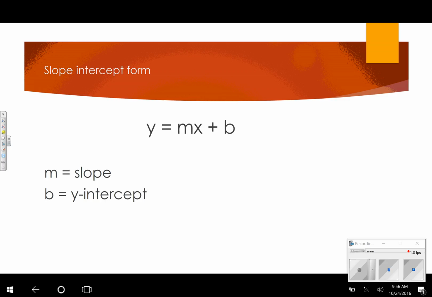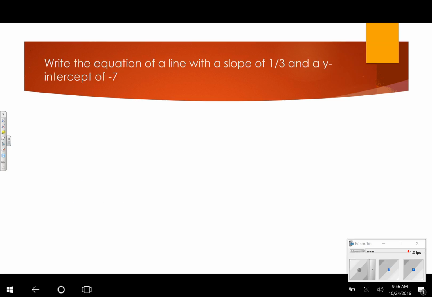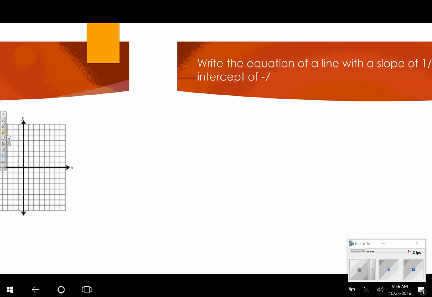So remember, slope-intercept form is y equals mx plus b, where m is the slope and b is the y-intercept. Okay, so if I was going to write an equation of a line with a slope of 1/3 and a y-intercept of 7, I'm just going to plug it into the general formula y equals mx plus b. So y is going to be 1/3 x minus 7. It's the simplest it's going to get today, folks. But I know you're thrilled to be back with algebra.